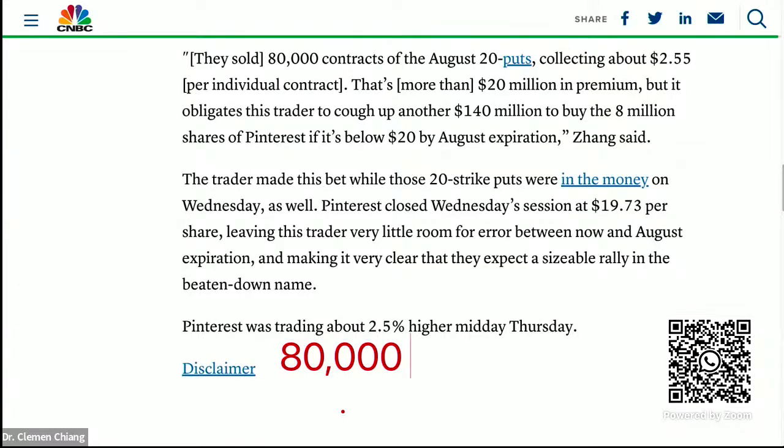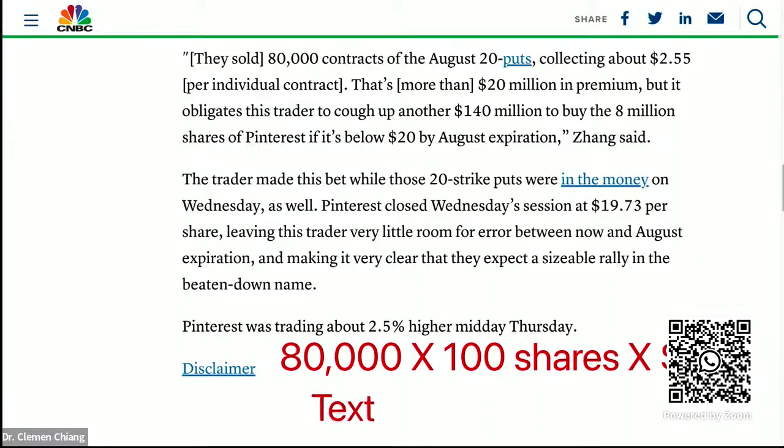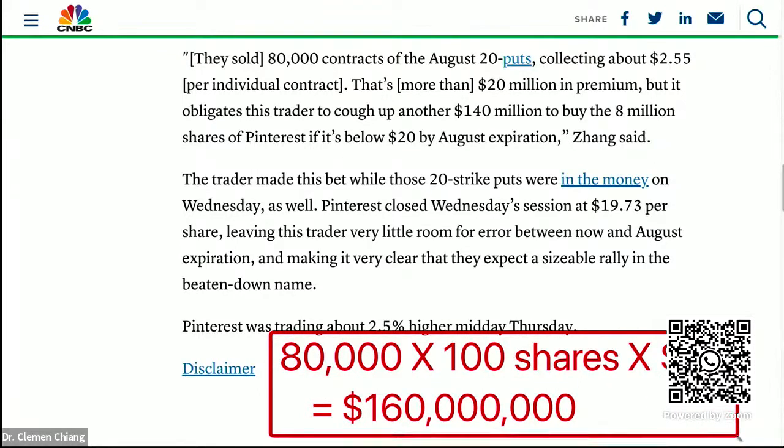80,000 contracts multiplied by 100 shares multiplied by a strike price of 20. Let's get the answer out together. All right, one more time: 80,000 multiplied by 100 shares multiplied by $20. That's $160 million. Now, every step I love to calculate, I won't read it as it is. That is my habit. I will calculate until I get my numbers matched exactly with what the article says. So you take this $160 million and go back to here.